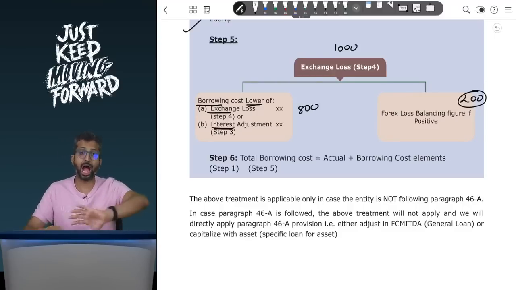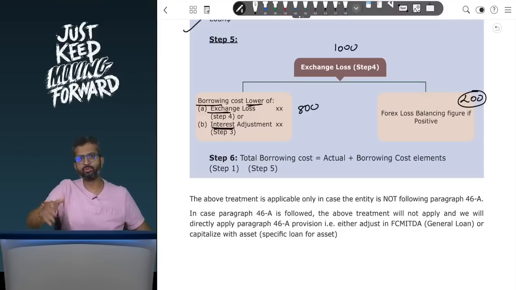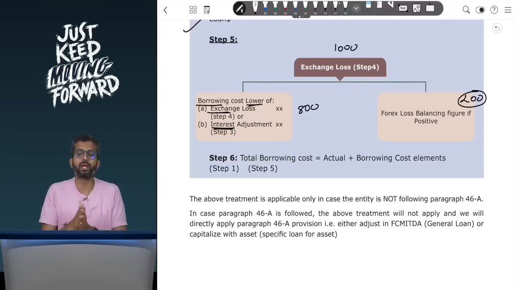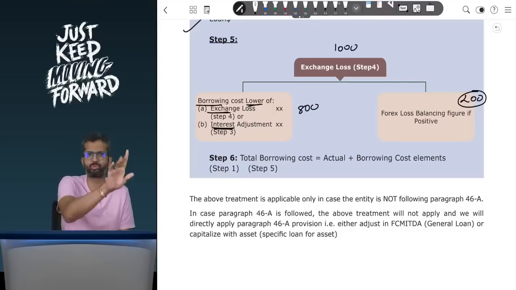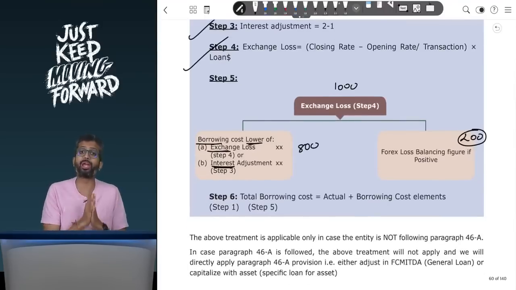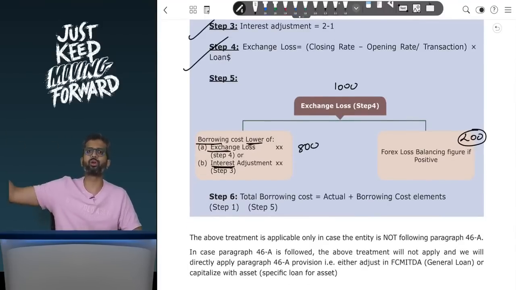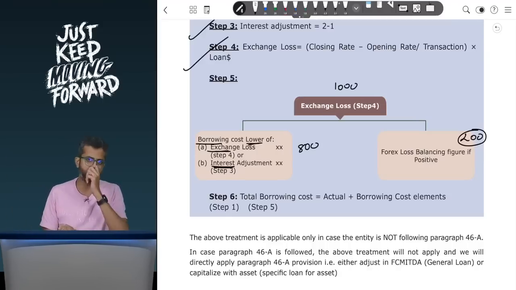So basically, ideally, if you look at AS11, the entire loss on loan will be taken to the P&L only. However, if let us say we take this adjustment, then the exchange loss to the extent of interest adjustment will be taken as a borrowing cost to be capitalized. So independently you can get a question on this. Remember, this treatment will apply only if you were to take the exchange gain or loss in the P&L. If you were to follow that para 46A treatment of taking it in the FCMITDA or adjusting it against the asset, then this treatment does not apply.